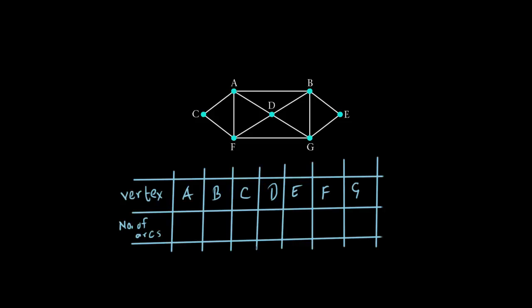So first you count how many arcs there are in the vertex. So A has 4 arcs connected to it. B also has 4 arcs connected to it. So 1, 2, 3, 4. C has 2 arcs connected to it. So C has 1, 2. D has 4 arcs connected to it. E has 2 arcs connected to it. F has 4 arcs connected to it. And G also has 4 arcs connected to it. Since every vertex has an even number of arcs connected to it, that means the valency of every vertex is even, so we can say that it's an Eulerian graph.